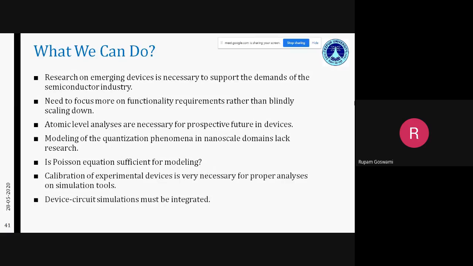And finally, the most important one is that device circuit simulations must be integrated, and very little research is done at this particular point in device circuit simulation integration.